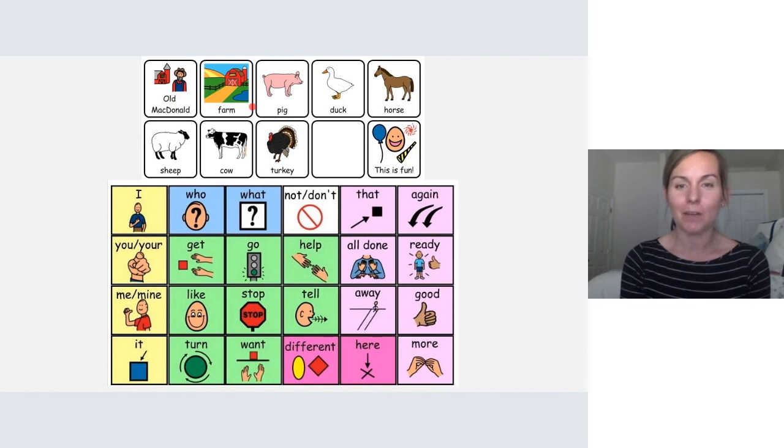Old MacDonald had a pig, a duck, a horse, a sheep, a cow, and a turkey. All these different animals live on Old MacDonald's farm. Great work, you guys. You did it. Thanks for joining me on Old MacDonald's farm. That was a lot of fun. I can't wait for next time.